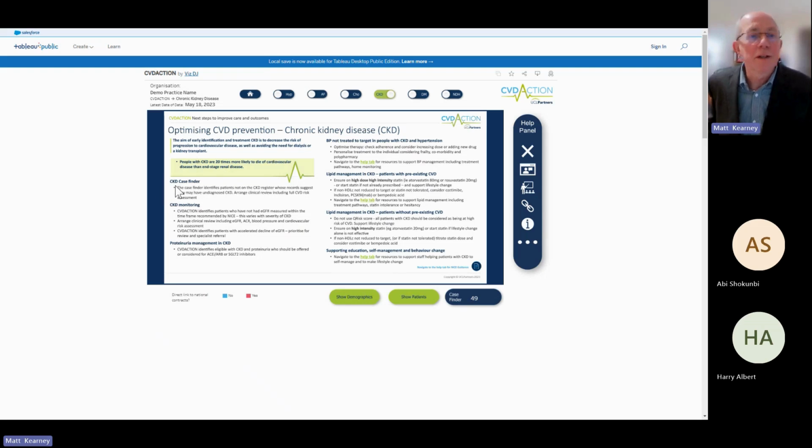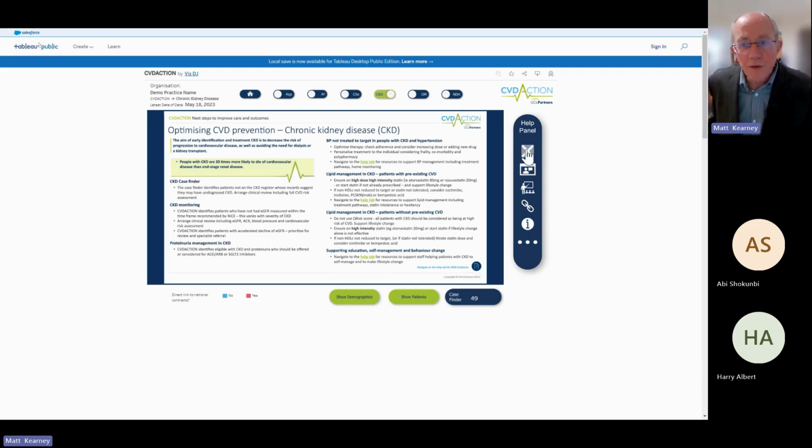So the case finder that we need to focus in on finding patients who may not be coded. There's the monitoring, making sure our patients have the eGFR and ACR tested appropriately. And then there's the management of proteinuria, the use of renal angiotensin blockade or SGLT2 inhibitors where appropriate. And then blood pressure treated to target, lipid management in patients with or without CVD. And of course, for all of these patients, all of these conditions, there is support for education, self-management and behaviour change, which you know is critical.